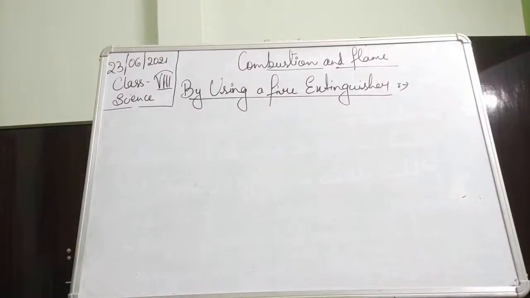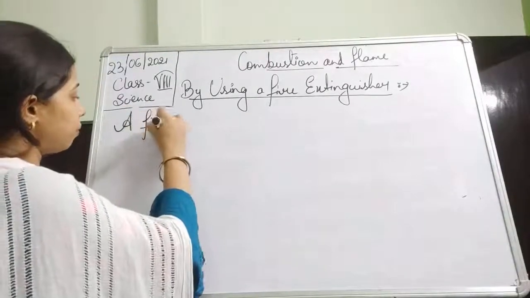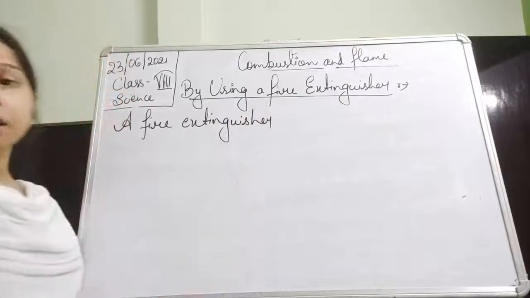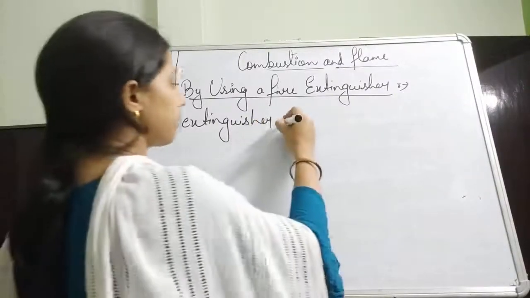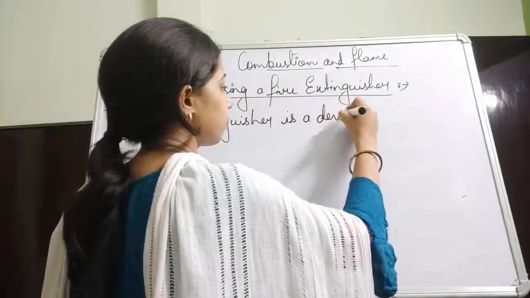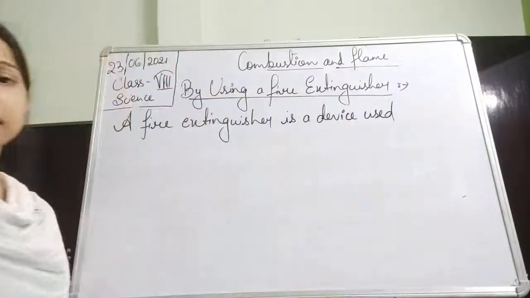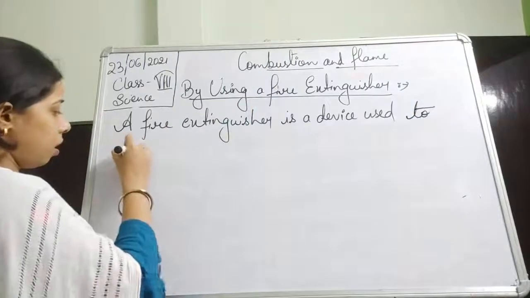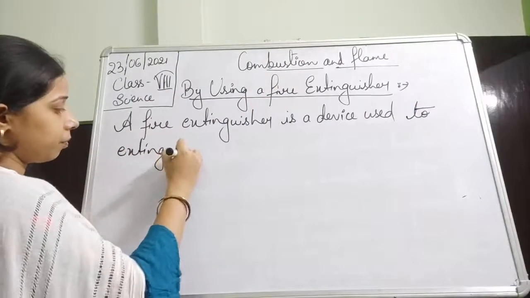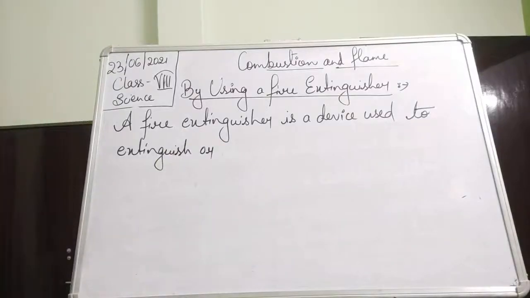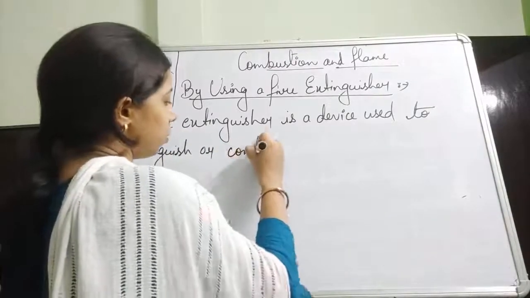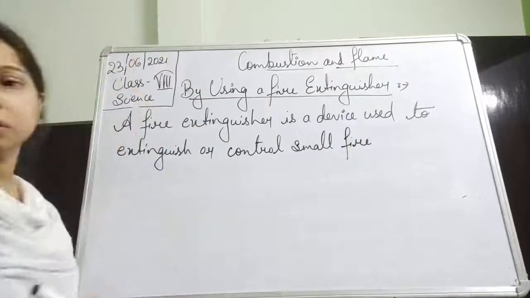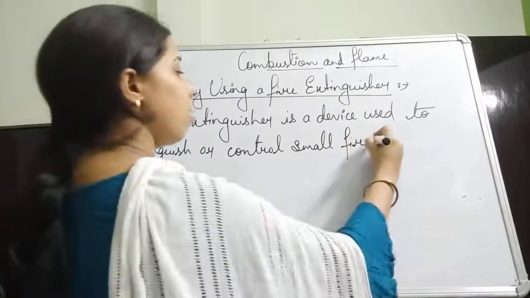So at first we will write here that a fire extinguisher is a device used to extinguish or control small fire. Okay, it controls small fire.